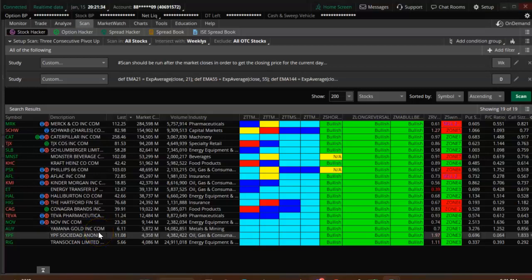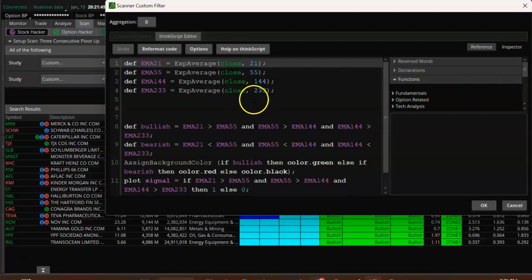In this video, we are going to look at the 3 CPR scan, the uptrending scan, ascending scans for bullish stocks. They have to be above the 200 moving average, and all the moving averages have to be stacked, one above the other. For example, here, 144 has to be above 233, 55 has to be above 144, and 21 has to be above 55. So all have to be stacked, the bullish thing.